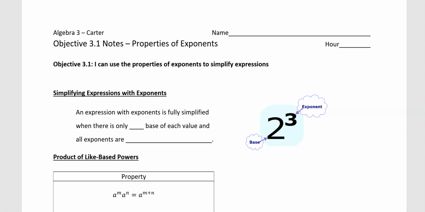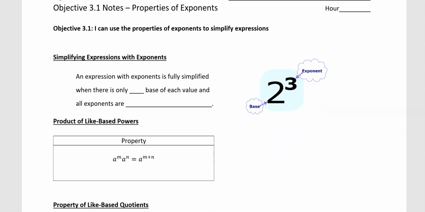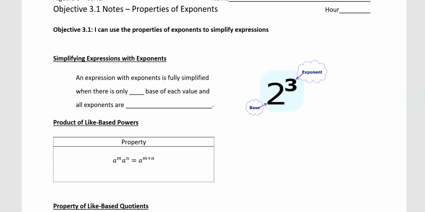So what does it mean to simplify an exponential expression? Well, an expression with exponents is fully simplified when there is only one base of each value and all the exponents are positive. If we've forgotten, our base, remember, is the large number. The exponent is the raised number, right? And this would be telling us 2 times 2 times 2. The base tells us what we're multiplying. The exponent tells us how many times we're multiplying it. So let's get started with the basic properties here.